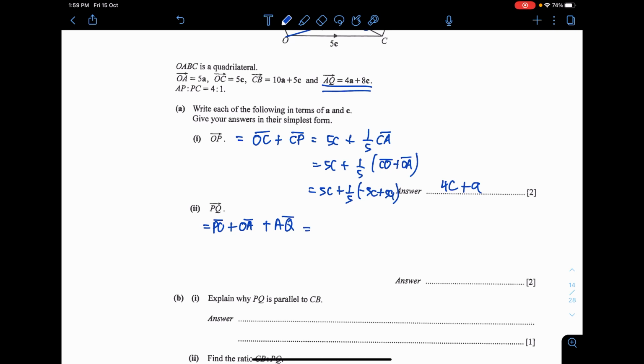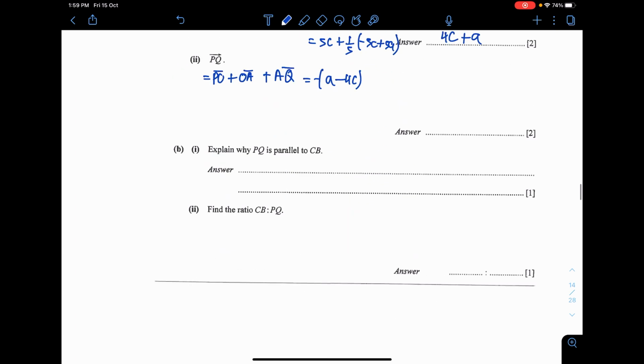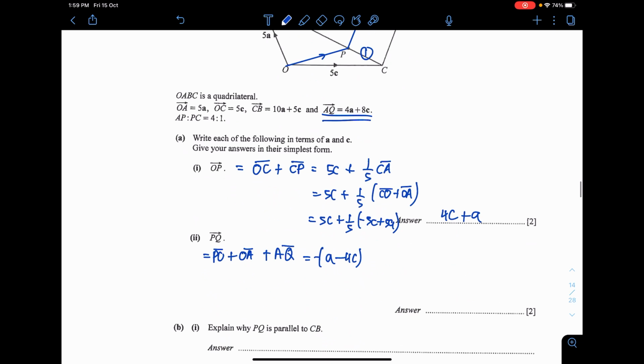PO is a negative of OP, so I just need to take the OP just now, but put an extra negative here. Plus OA, OA being 5A, and then AQ, that is the 4A plus 8C. 8A plus 12C. Oh wait, why did I put a negative here? So then I get 4C. Yeah, 8A plus 4C.